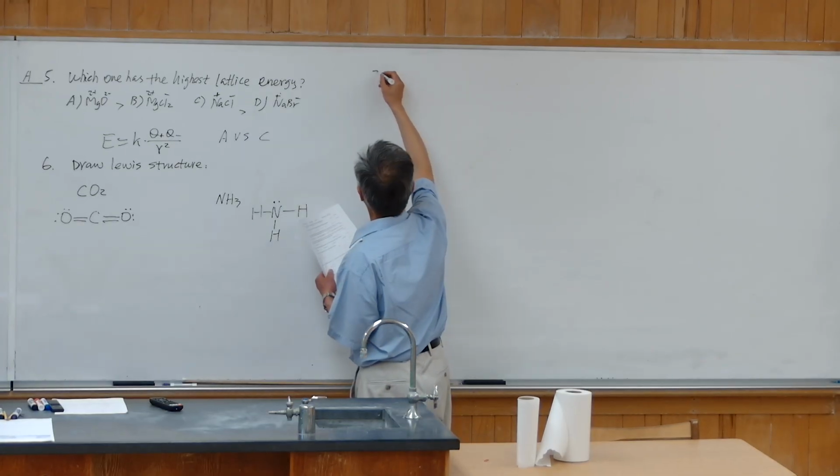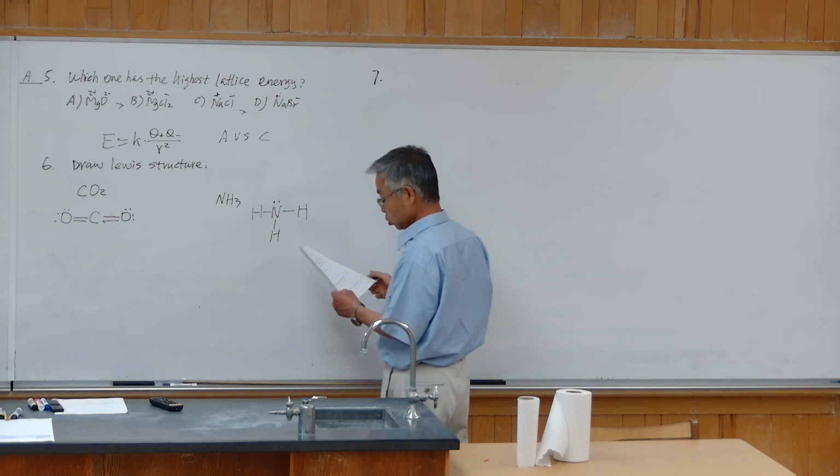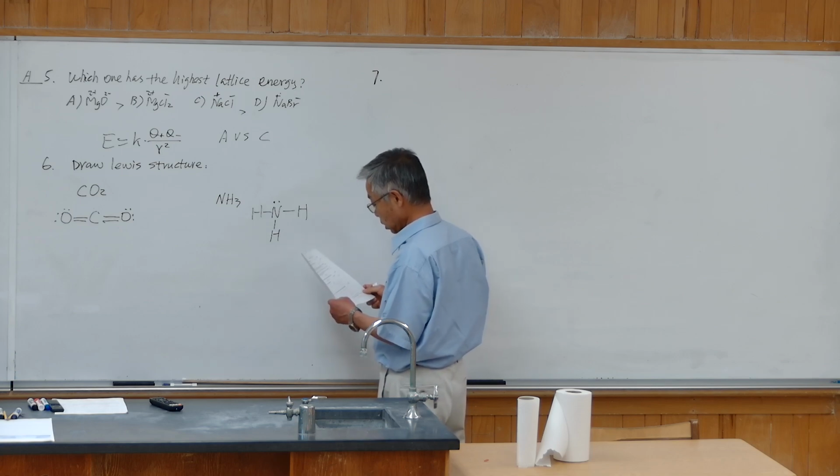Question 7. Also, you draw the Lewis structure for carbonate and calculate the formal charge.